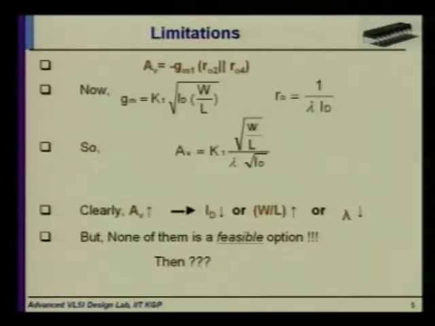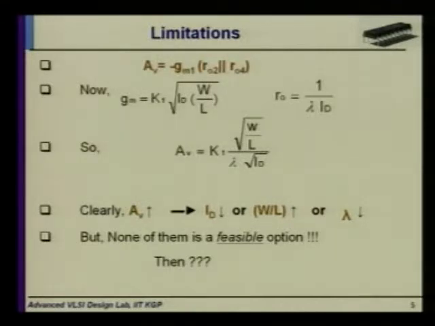When we are talking about voltage gain, from the formula it is minus gm1 times (ro2 parallel ro4). First we consider gm. gm is proportional to root ID and obviously proportional to root W by L, and ro is equal to 1 by lambda ID, as I have told just now. So overall Av becomes proportional to root over the aspect ratio W by L, and inversely proportional to lambda and root ID.